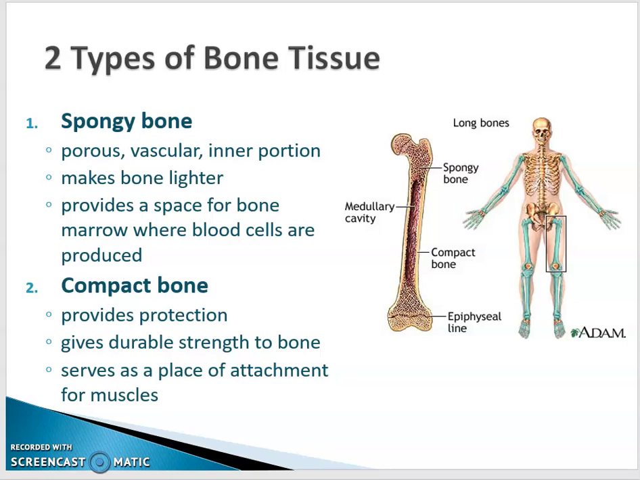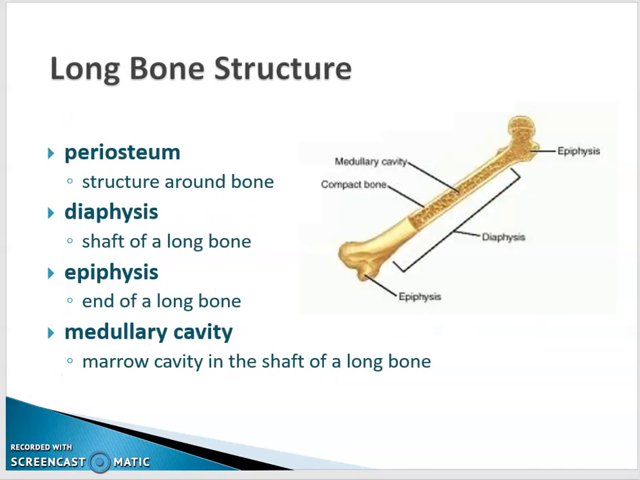Then we have compact bones. So that's more the outside. That provides protection. It gives durable strength to bone, and it serves as a place of attachment for muscles. So those are two types of bone tissue. Once again, you're not going to be tested on them.